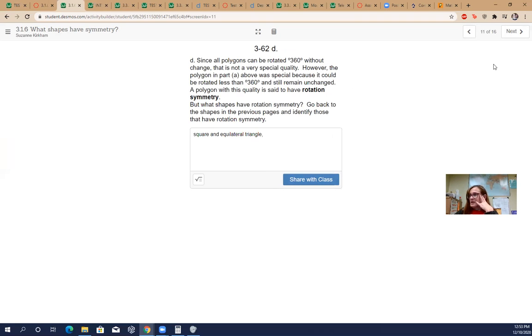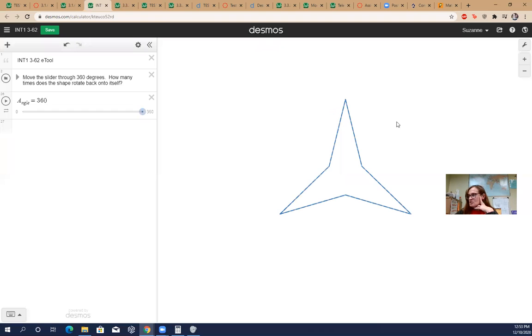All right, page 11. Since all polygons can be rotated 360 degrees without change, that is not a very special quality. However, the polygon in part A above was special because it could be rotated less than 360 degrees and still remain unchanged. A polygon with this quality is said to have rotation symmetry. Okay, so this shape right here has rotation symmetry because we can rotate it less than 360 degrees and it will rotate onto itself.